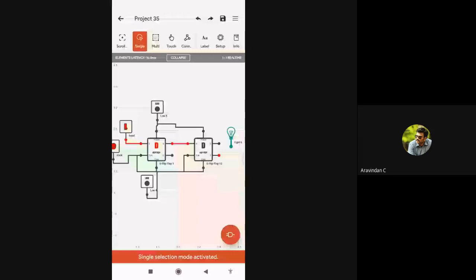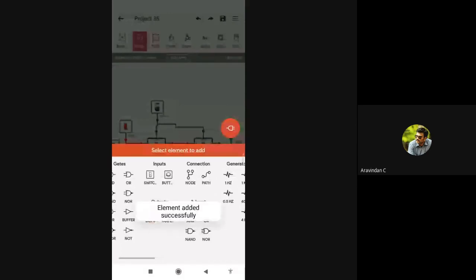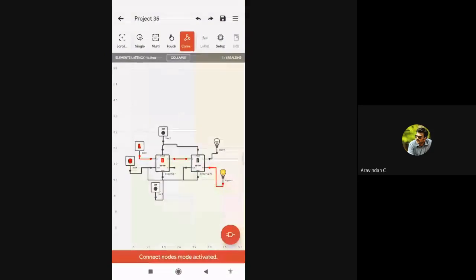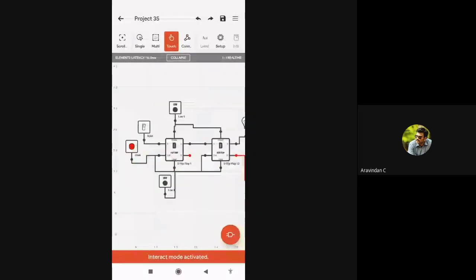I'll take one more bulb also for understanding. So I've taken the other bulb. Q is nothing but high, and Q bar is nothing but reverse. I will make the connections now, and I will make everything 0. So we are going to focus only on Q, because Q is nothing but the direct connection of D. Q bar is nothing but the inverse operation of Q.